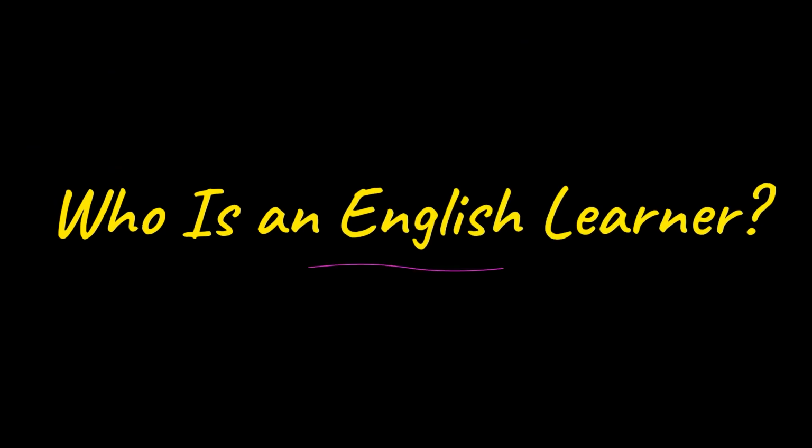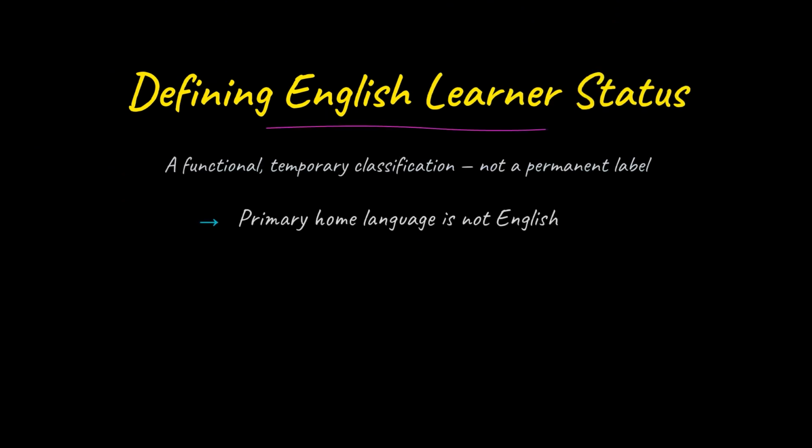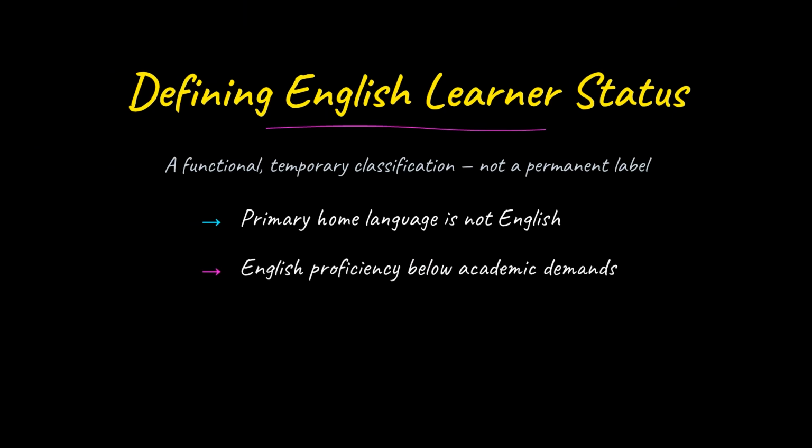The term English learner has a precise meaning in education, and it's easy to confuse with related but distinct concepts. Let's look at what the term actually means, how students are identified, and what makes the status temporary by design. An English learner is a student whose primary home language is not English and whose English proficiency falls below what academic tasks require. The key idea is that this is a functional description of where a student is developmentally, not a fixed identity.